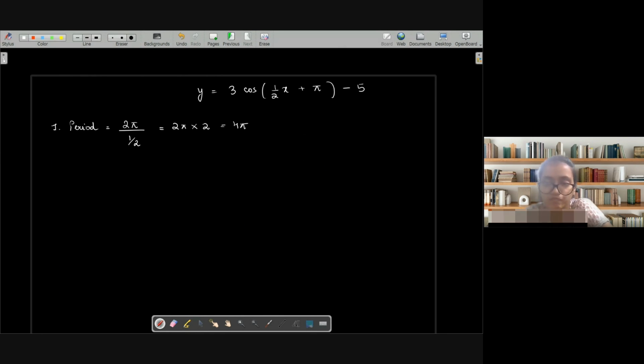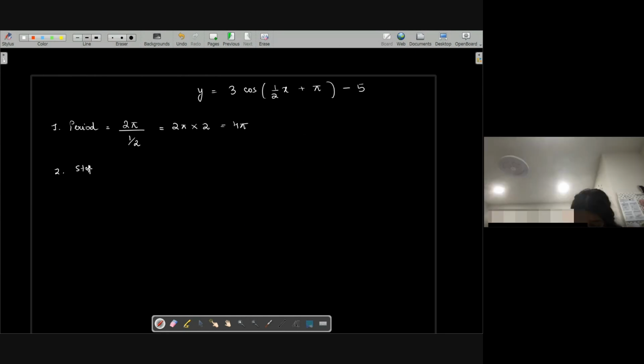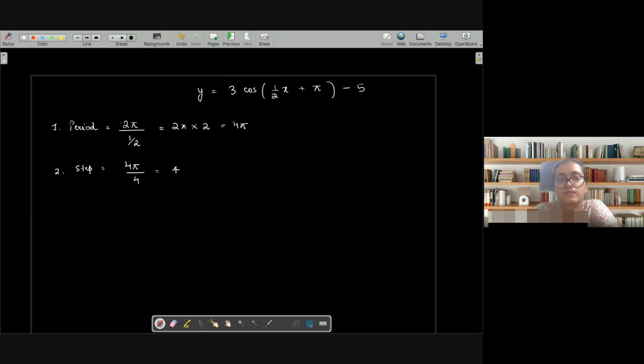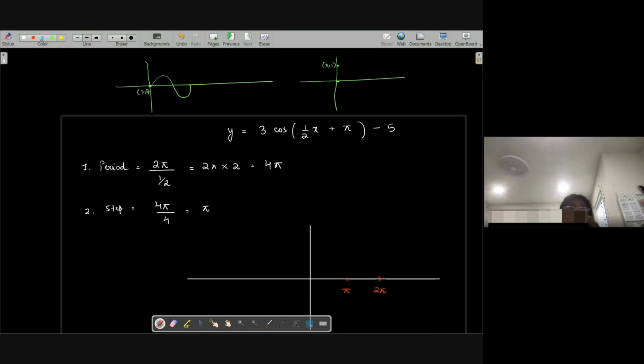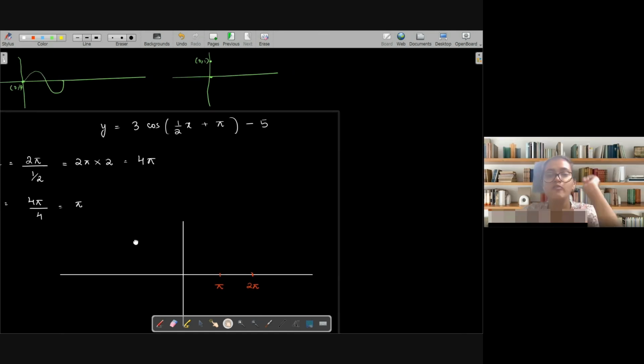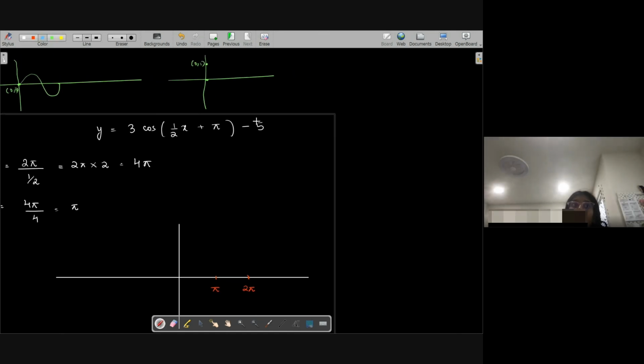Very good. Okay, then let's find out the step. That's 4 pi divided by 4, so that's pi. Would that be the phase shift? Going down 5. No, that's the vertical shift. Oh, phase shift, sorry. Negative pi, like going left pi.